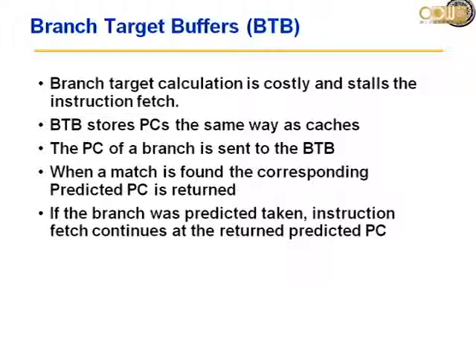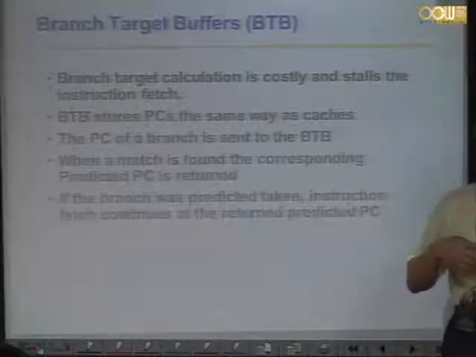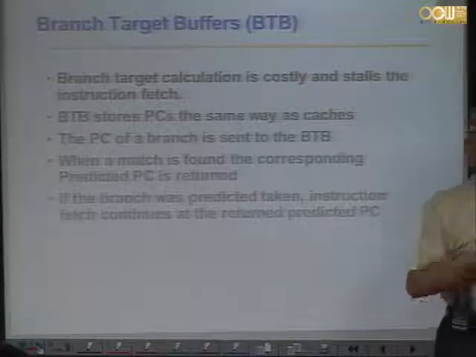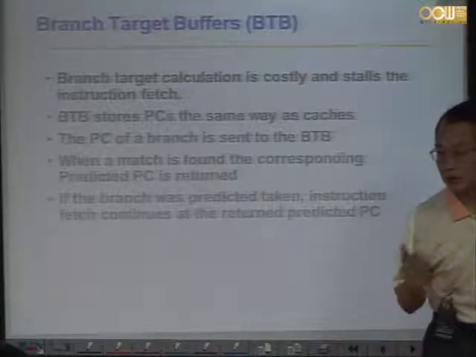Okay, so we talked about prediction. That just tells you the direction, whether you should jump or not. Another thing is, if you want to jump, where to jump to, that's another story. Last time I told you, the instruction set architecture design determines whether the target of a branch instruction will vary or will never change. Remember?